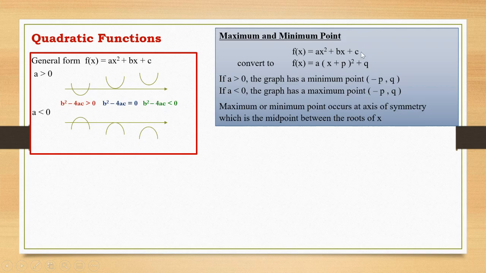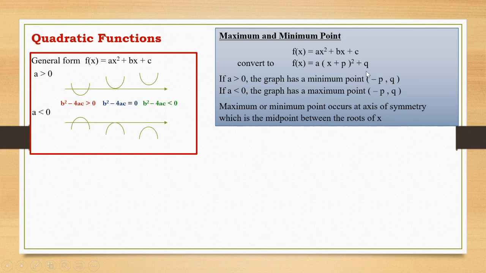So how to find your maximum and minimum point? From the equation ax squared plus bx plus c, you convert it using completing the square to this format. From this format, you read the a from the original itself. If your a is greater than 0, then we call it minimum because it is the lowest point. If a is less than 0, it's maximum. And how to read the coordinate for the maximum or minimum? Look at the completing the square format here.